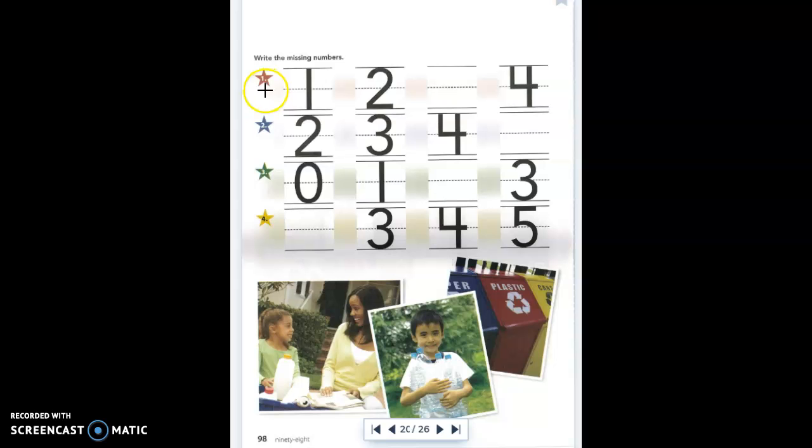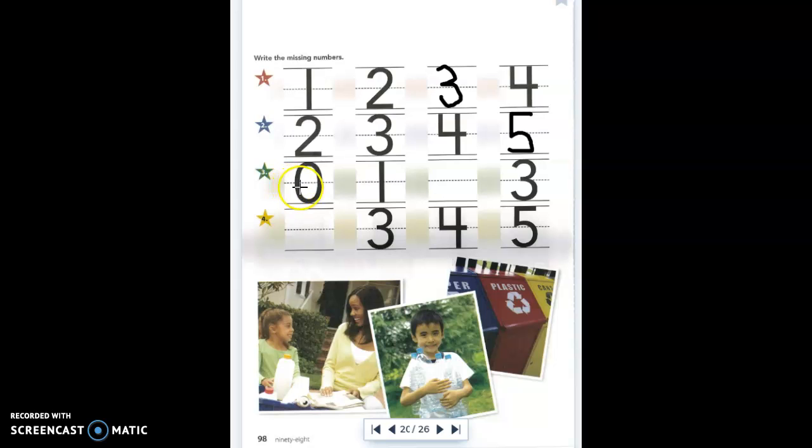They've given us 1, 2, 3, 4 rows, and in each row some numbers are missing. So, in number 1, we have 1, 2, a blank, and 4. What number comes after 2 and before 4? That is number 3. Number 2, we start with 2, 3, 4. What comes after 4? 5 comes after 4. That's the missing number here.